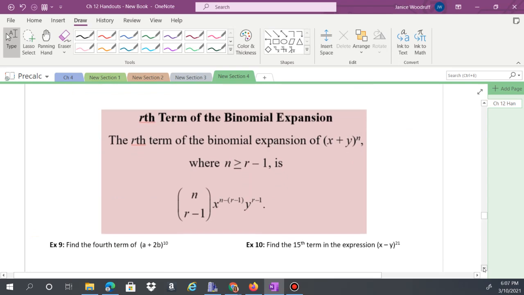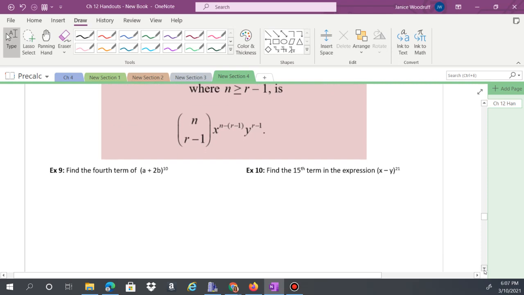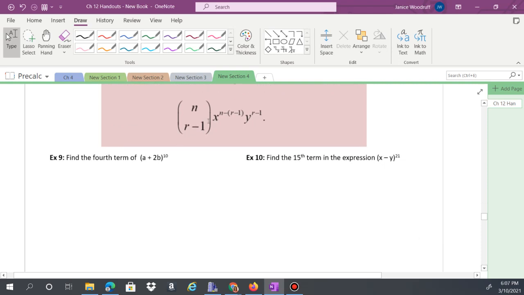Okay. So let's say you have something really long like this. Find the 4th term in an expansion of 10, or the 15th term in an expansion of 21. I don't expect you to do the entire thing and then count it out. So there's actually a formula to find just a specific term in an expansion. So here's that formula. So you're going to go n choose r minus 1, and then x, meaning the first term, to the n minus r minus 1, and then y, meaning the second term, to the r minus 1.